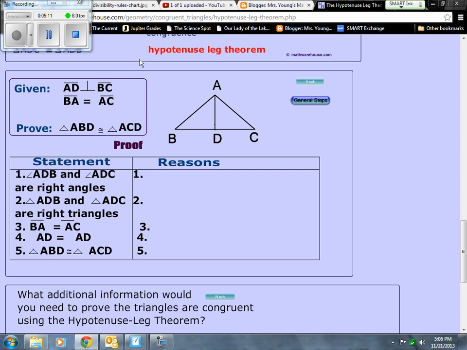All right. And I would also highly recommend maybe filling in the reasons for this particular proof in your notebook for tomorrow. All right, so that's all I have for you today about the hypotenuse leg theorem. Please let me know if you have any questions. This is just one more tool you can use to prove that two triangles are in fact congruent.